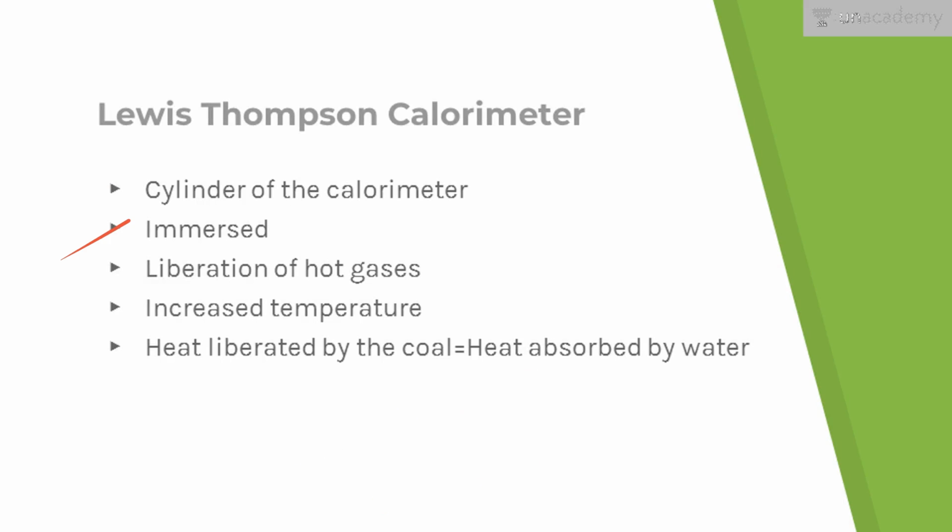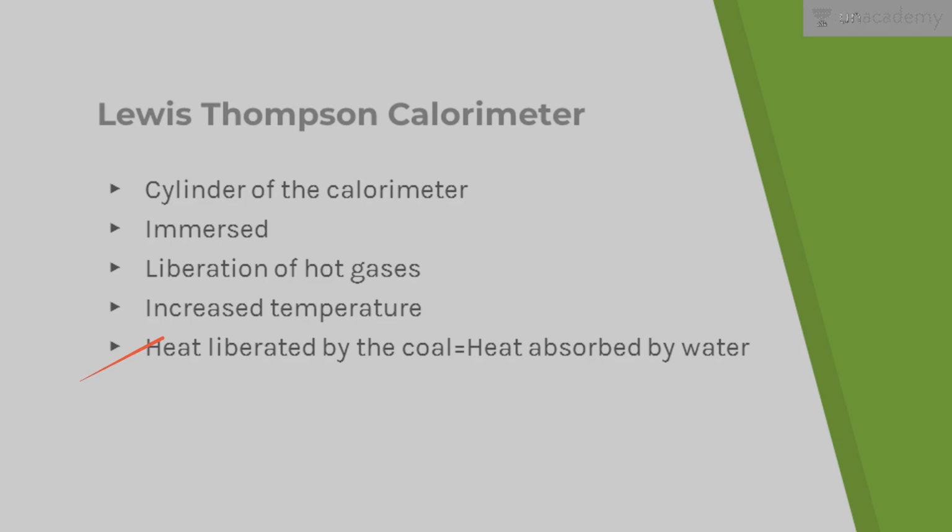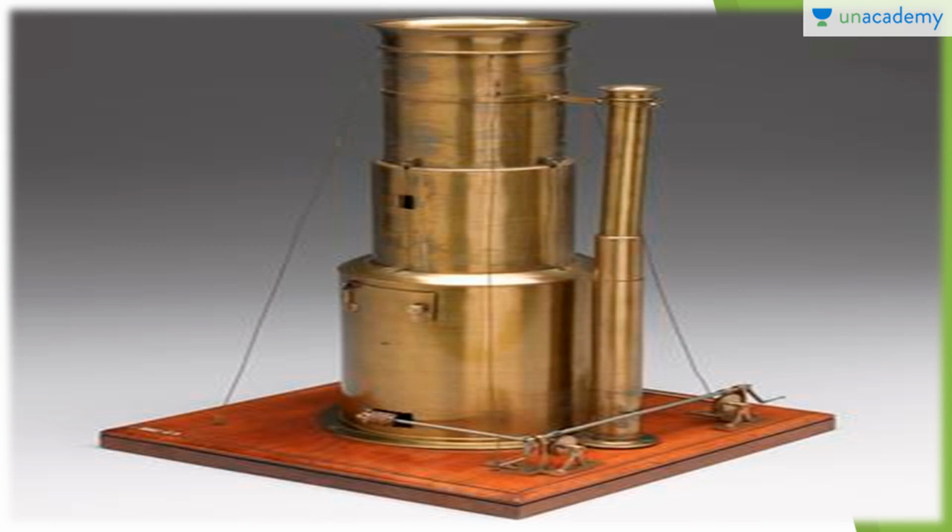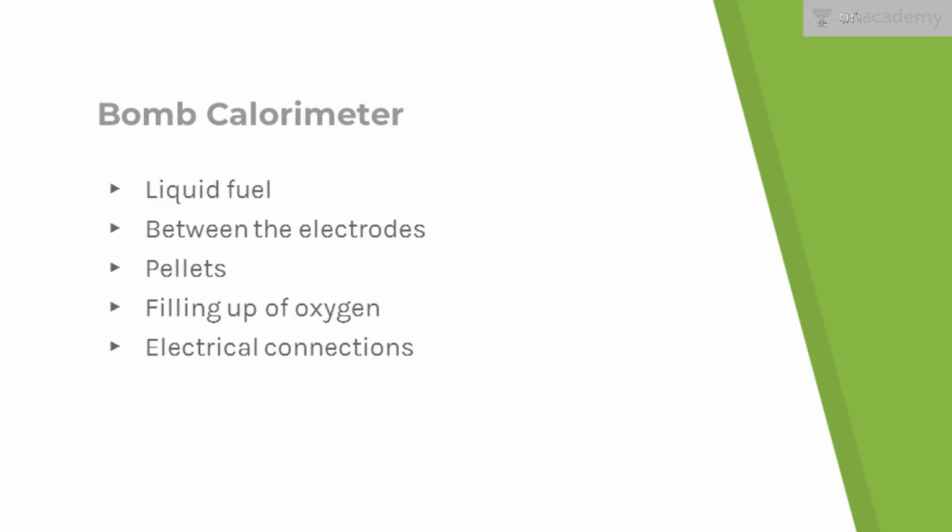The metal container liberates the hot gases. The gas gets accumulated in the beaker while the heat increases the temperature of the water. The final temperature is then noted. The heat liberated by the coal is equal to the heat absorbed by the water. So this is the calculation formula for the calorific value of coal. Let's go on to our next topic, the bomb calorimeter.